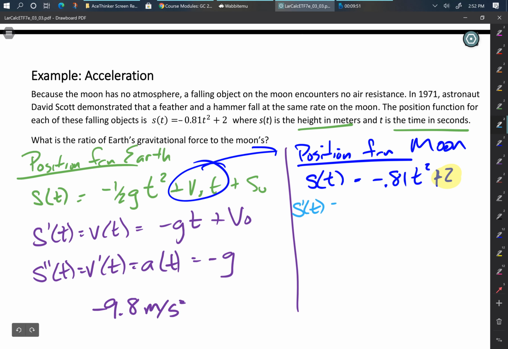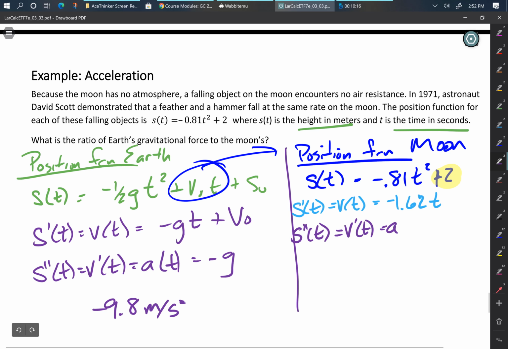S prime of t, which is velocity, v of t, is going to be 2 times negative 0.81. Negative 0.81 times 2 is negative 1.62 t, and the derivative of 2 is 0. Right? That's velocity, but we need acceleration, so we need s double prime, the second derivative, which is v prime, the first derivative, which is a of t, which is negative 1.62.